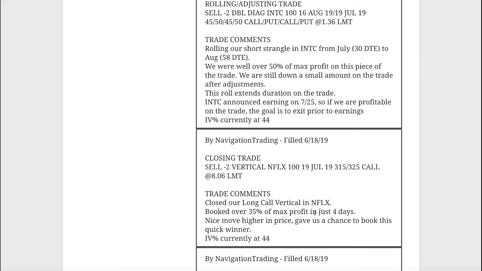In this case, we did this in Netflix. It looked like it had a good setup to have a little bit of a bounce to the upside. And we were in this trade for 4 days, booked over 35% of max profit on the trade. And so we were kind of in and out of that one.